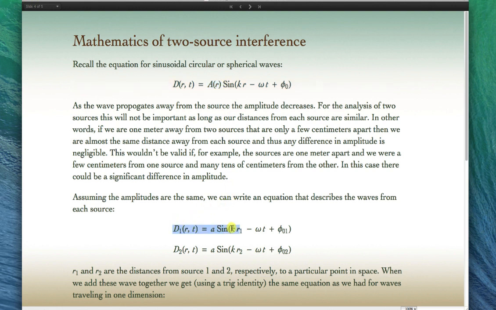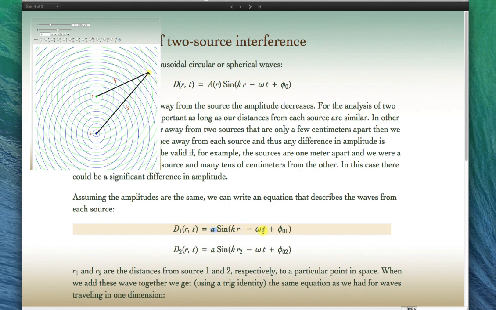So the displacement from source number 1 can be written like this, with an amplitude there that's just a number, call it little a, sine of k times r1. And r1 is the distance from source 1 to the point that we're interested in. Minus omega t plus some phase constant for source 1. And then we have the other source has an equation very similar to that. We're assuming we have the same amplitude, and we have the same k, meaning the same wavelength wave, same omega, same frequency. Time is the same because we're just going to let time tick for everybody the same way.